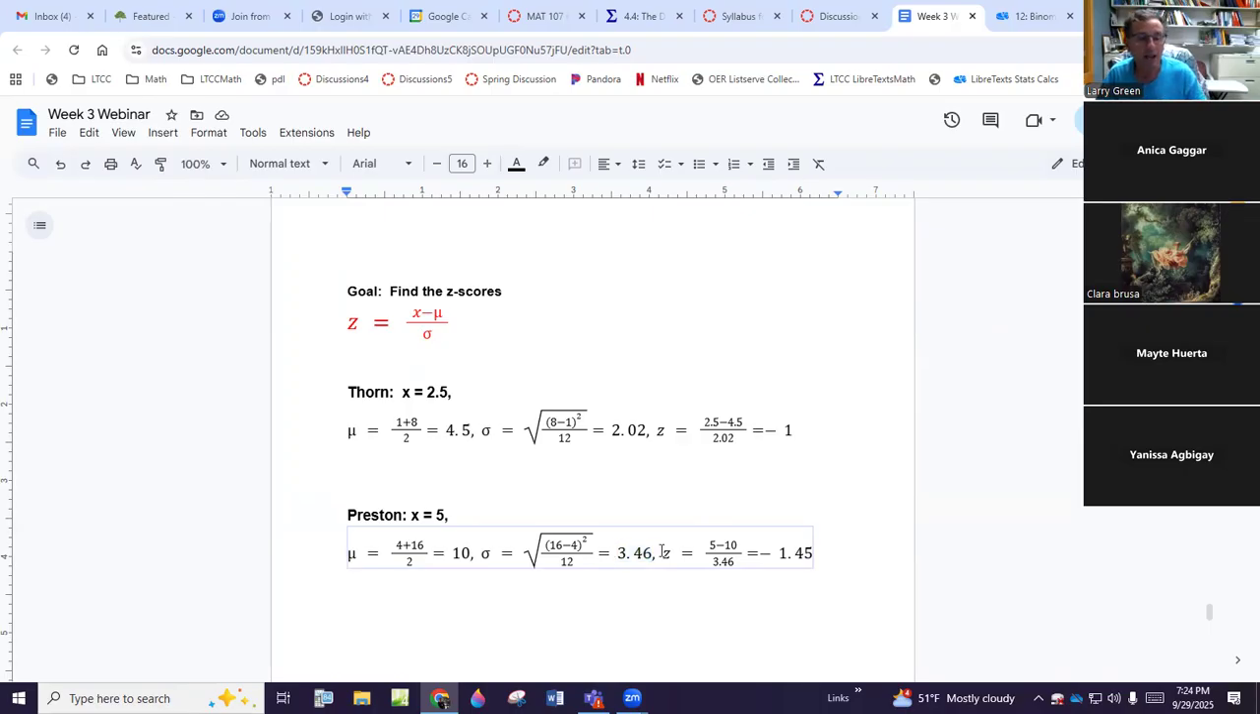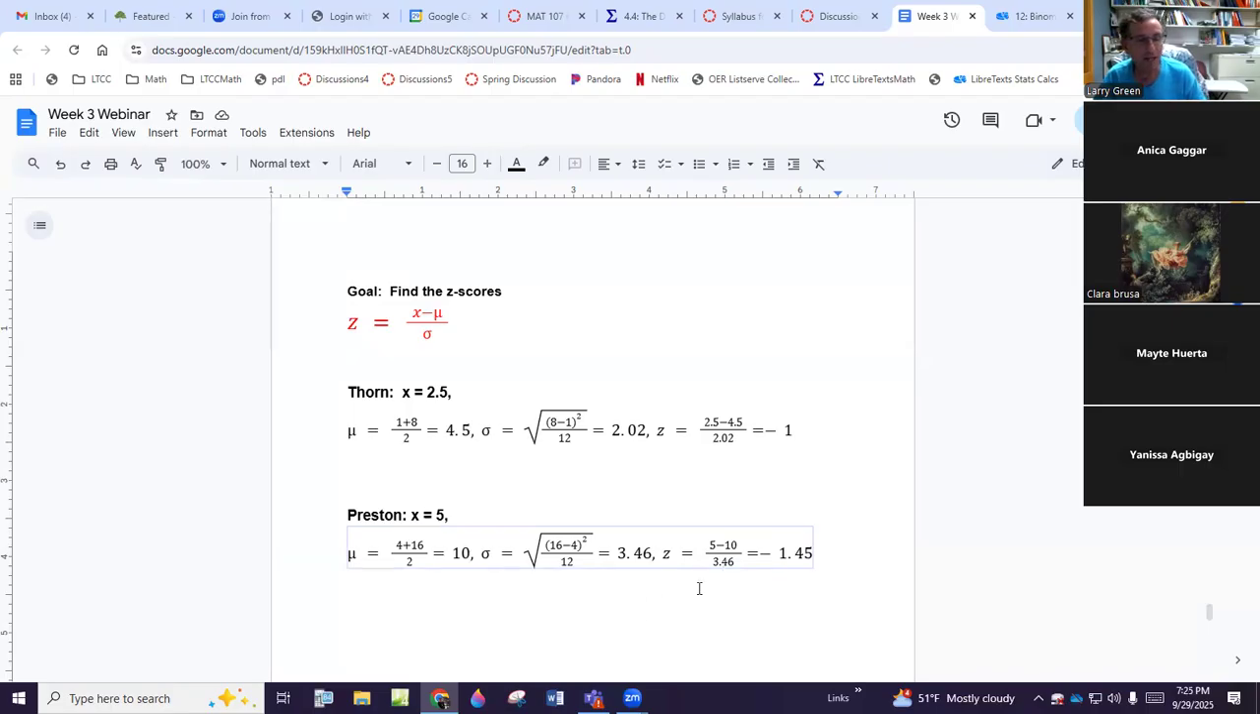Okay, so now we can find the z-score, which is, again, x minus mu over sigma. Preston's x was 5, so that's 5 minus Preston's mu, which is 10. And then sigma is 3.46 for Preston. So you take 5 minus 10 divided by 3.46. Okay. I want to give you a heads up. It's a common mistake people make.